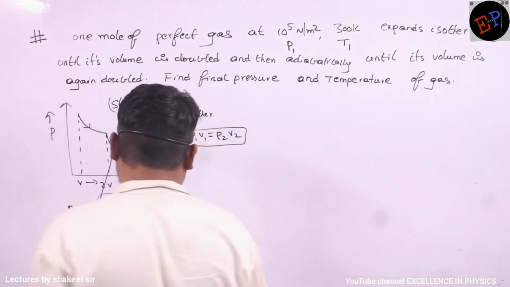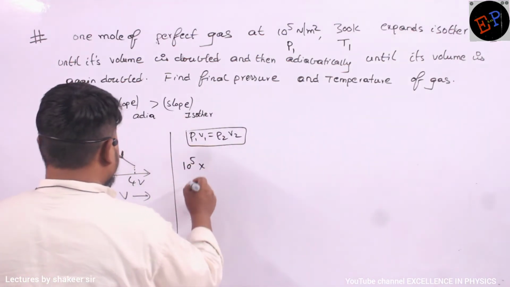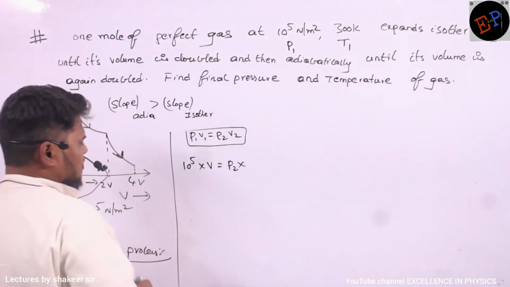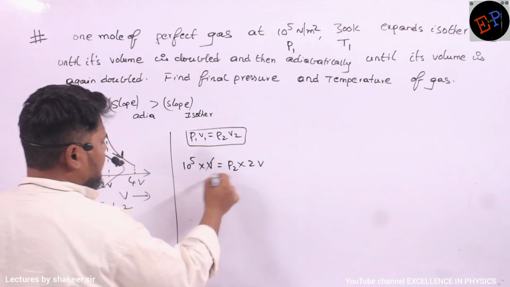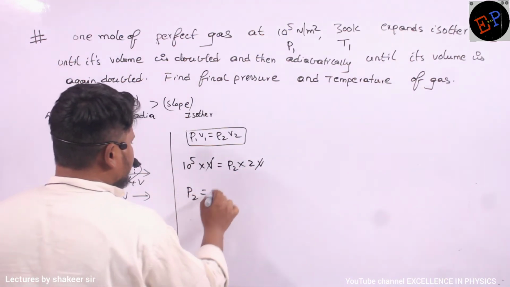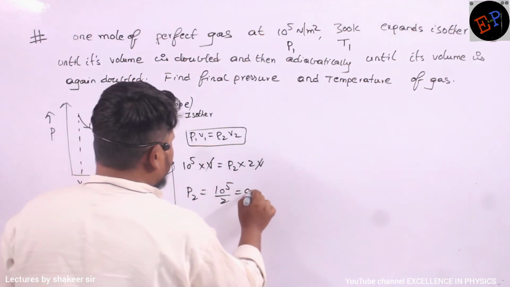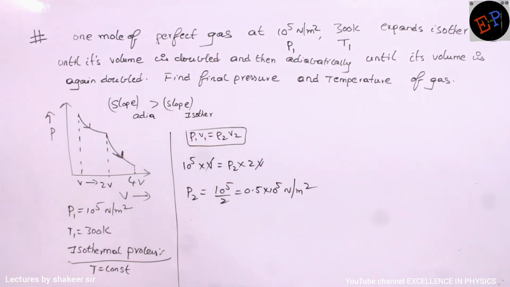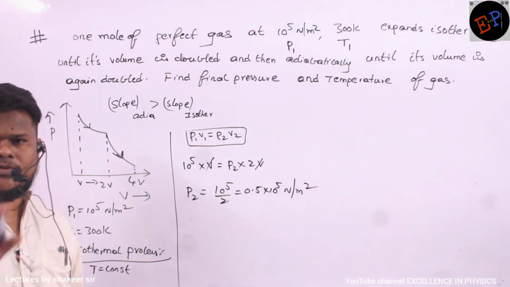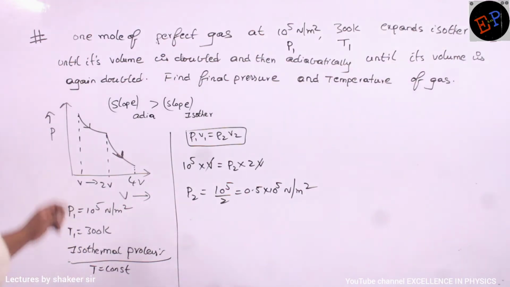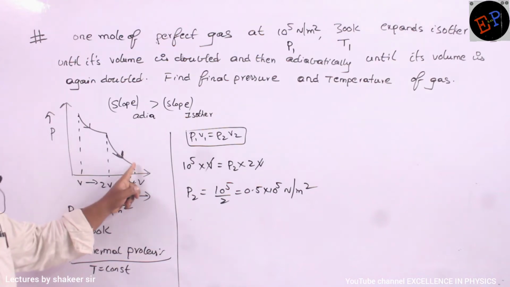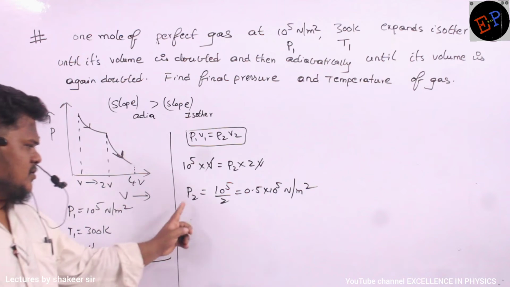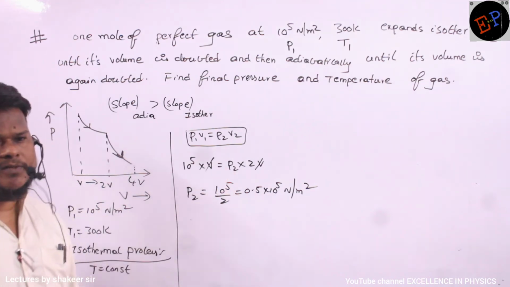So what is the initial pressure? 10 power 5. Initial volume V. Final pressure, I don't know. Final volume is 2V. So V and V get cancelled. So P2 value is 10 power 5 divided by 2, which is 0.5 into 10 power 5 Newton per meter square. So this is the pressure after which process? After the isothermal process. We are supposed to find the final pressures and temperatures. First of all, I should know what the final pressure is after the isothermal process. So this is the final pressure after performing the isothermal process.